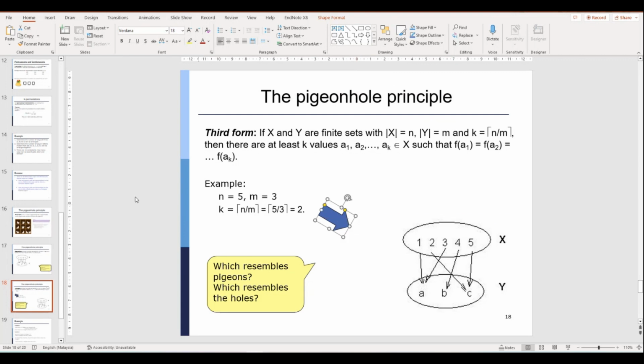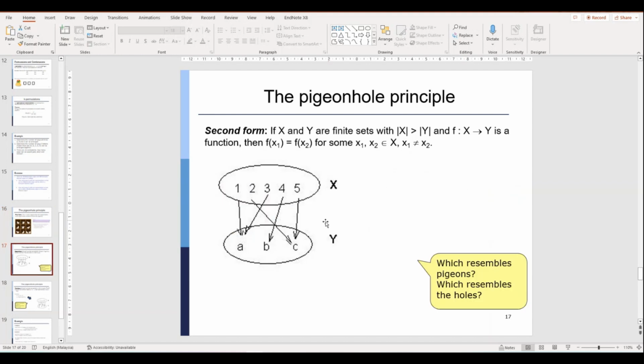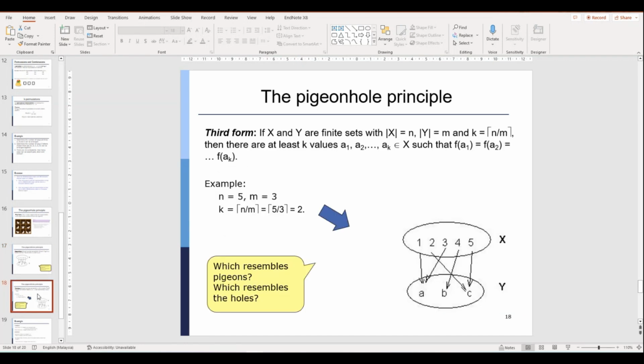Okay, so we have the first form. The first form says that if there are more pigeons than holes, some pigeons have to share. Second form is representing it in the form of a Venn diagram. For two, there may be two members from the domain that need to share the codomain, that need to share the mapping. Now, in the third form, it says that there can be more than two which share the same mapping.